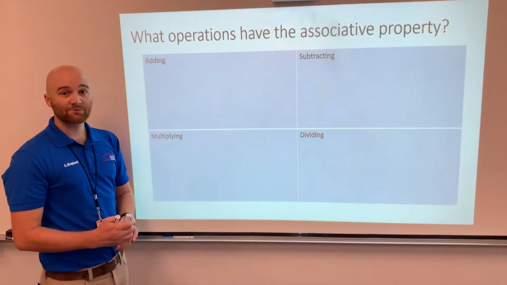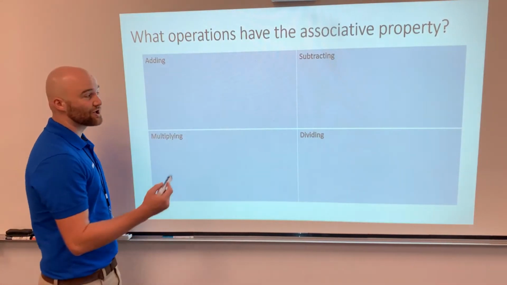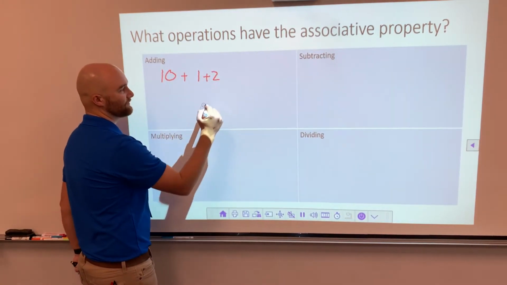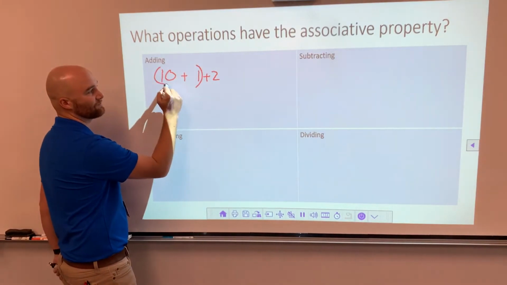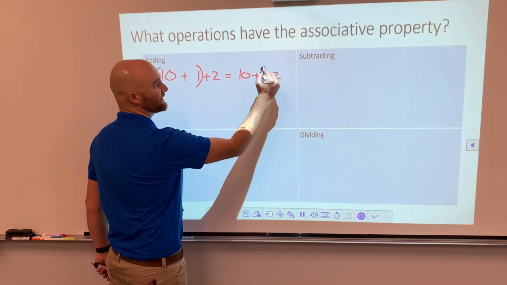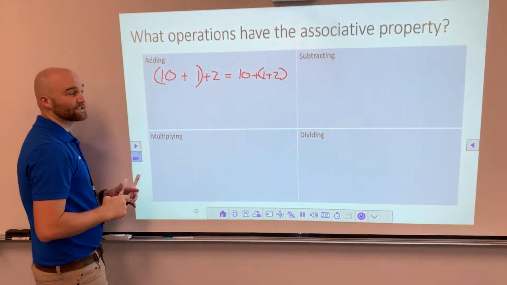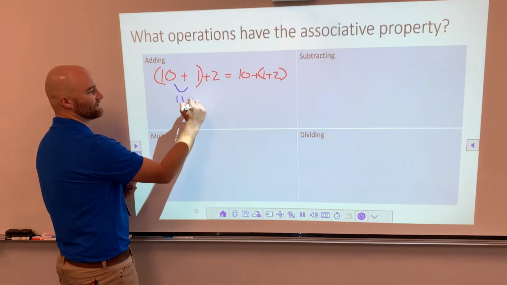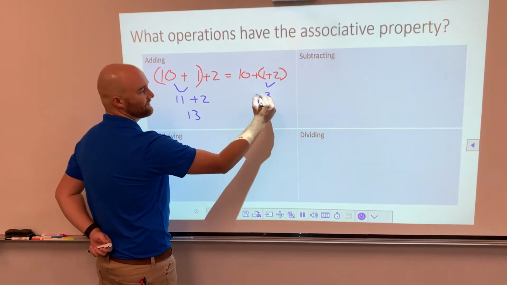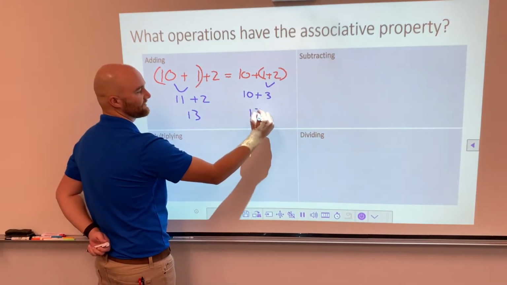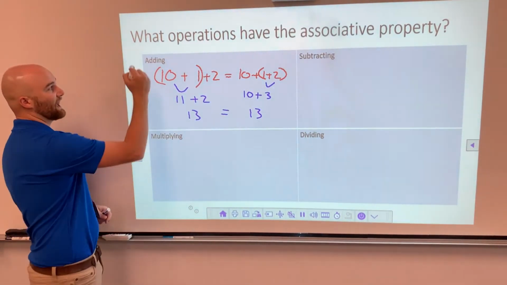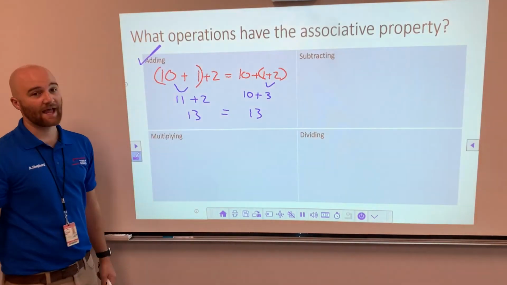We've already seen that it works with adding. That's what our examples were. We can show it again very quickly by saying 10 plus 1 plus 2. If I group together the 10 plus the 1, I'll get the same answer as if I group together the 1 and the 2. When I solve this out, 10 plus 1 is 11, plus the 2 gives us 13. 1 plus 2 is 3, plus the 10 gives us 13. I end up with the same answer, so it does work for adding. The associative property works for adding.